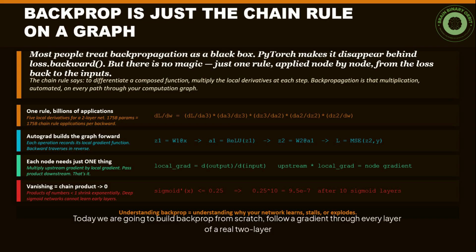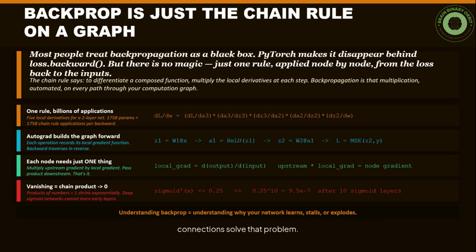Today we are going to build backprop from scratch, follow a gradient through every layer of a real two-layer network, understand why deep networks with sigmoid activations fail to train, and understand why residual connections solve that problem. By the end, loss.backward() will be completely transparent to you.